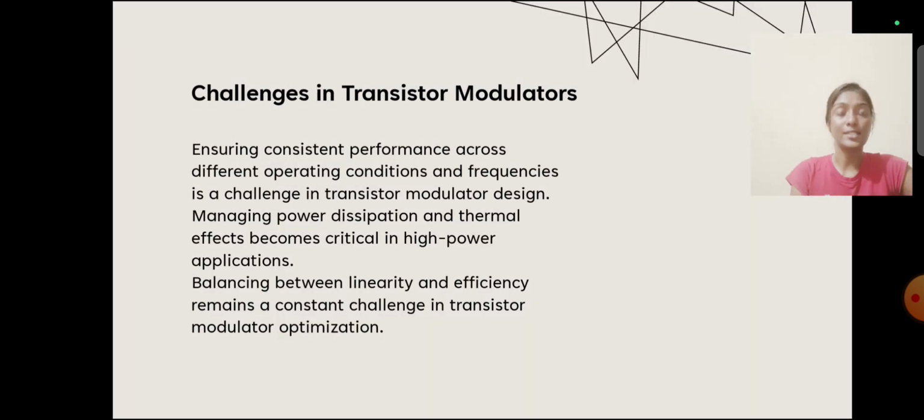Challenges in transistor modulators. Ensuring consistent performance across different operating conditions and frequencies is a challenge in transistor modulator design. Managing power dissipation and thermal effects becomes critical in high power applications. Balancing between linearity and efficiency remains a constant challenge in transistor modulator optimization.